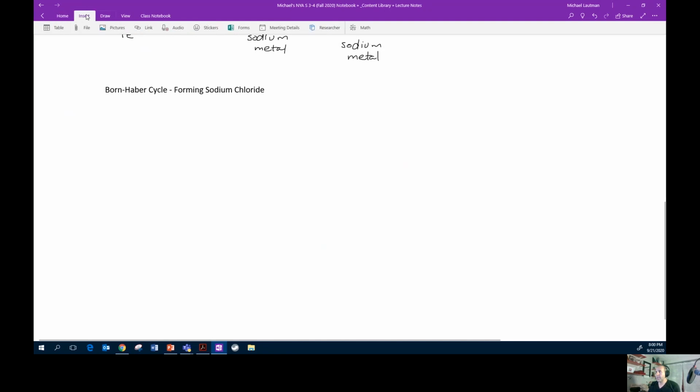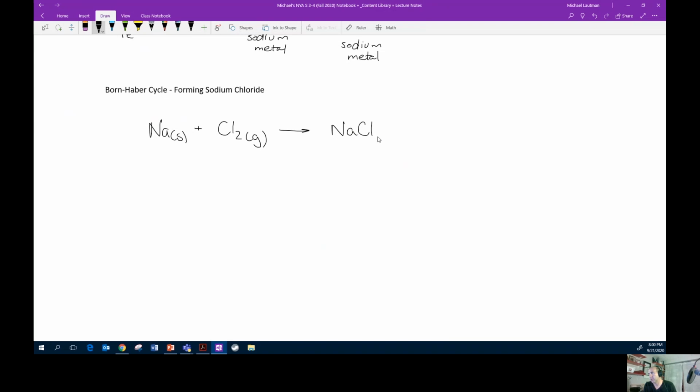So the first thing that we're going to look at is the overall reaction. How does sodium chloride form? Well, sodium chloride is formed by this reaction. Solid sodium reacts with chlorine gas to form sodium chloride solid. Now, this isn't a balanced equation.